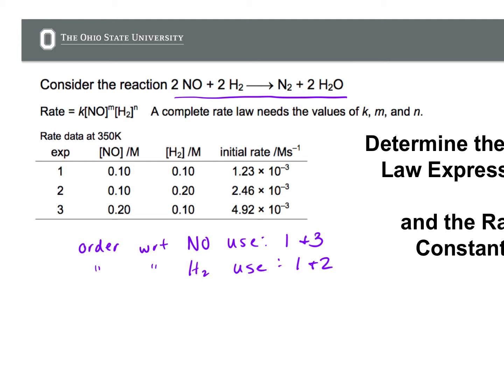Okay, cool. How many people used an equation? Okay, how many people did not use an equation? About half and half. Okay, cool. I'll show both for one of these, and then we'll just give you the order for the other one. So let's find the order with respect to NO. So we're going to use experiments 1 and 3.